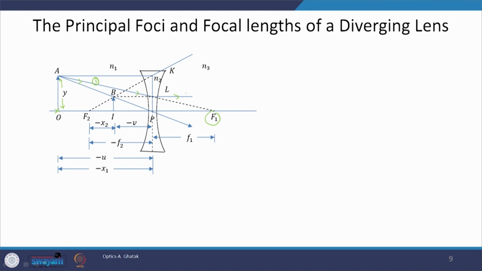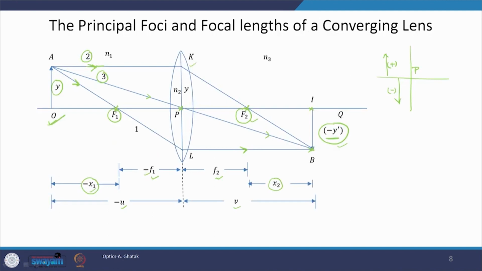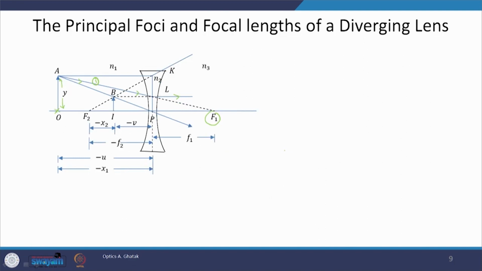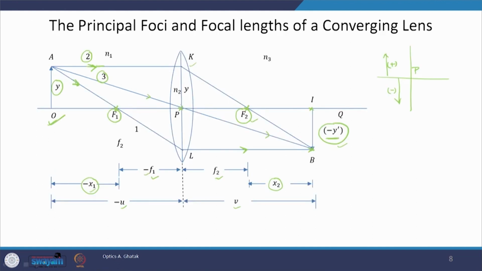This is similar to what we have seen here. A ray which is passing through F1 becomes parallel to the axis of the lens system. The same concept is also applicable here. A ray which appears to pass through F1 will become parallel after refraction. Now, let us again go to the previous figure: ray number 2, which is parallel, after refraction will pass through the second focal point.